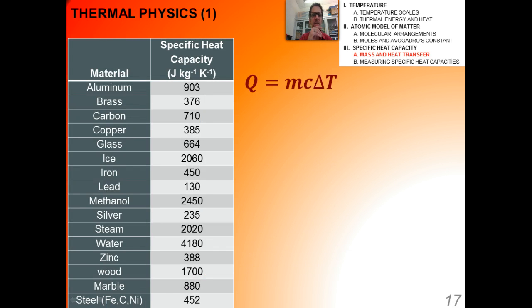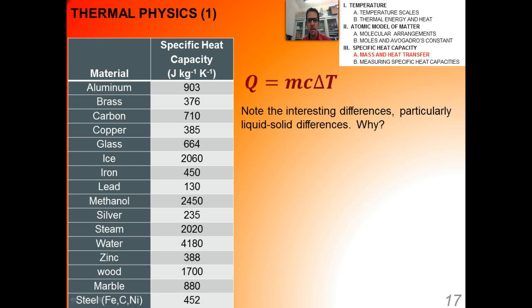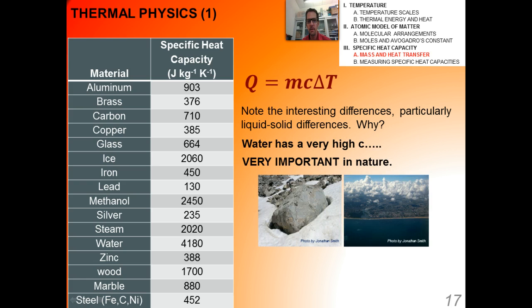Okay, so here are some specific heat capacities of different substances. I told you that what the object is made of, besides its mass, has a big impact on how heat is transferred from it and into it. You can see there's a huge range here, right? Water has a very high specific heat capacity, and that's a super important thing. That actually helps explain why clouds form over the land before they form over the ocean, and why the snow melts away from trees and rocks, okay? Now, interesting differences. Why is there a solid-liquid difference, right? Well, water has a very high c.